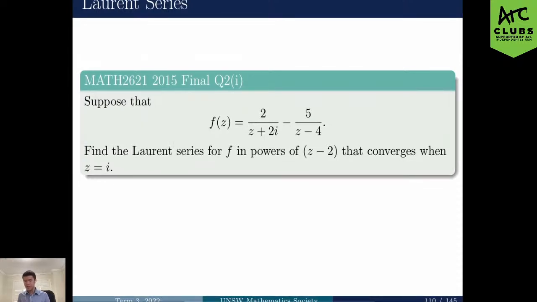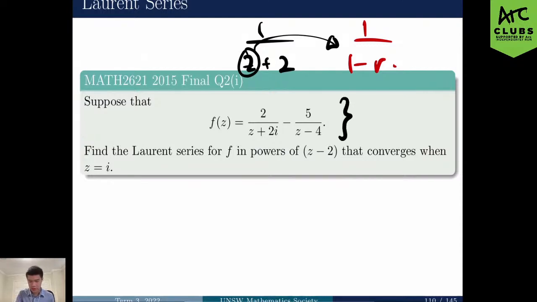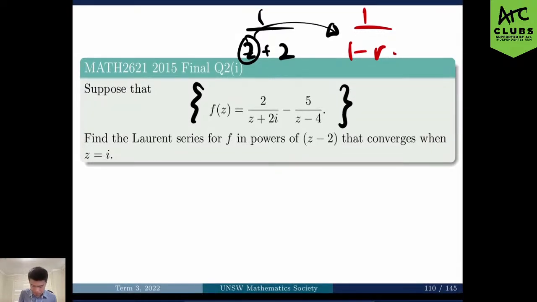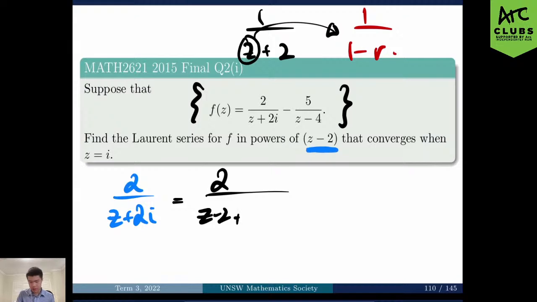Alright, so this question is very similar, but we have to think a bit more about, when we're talking about z plus 2, for example, and we want to transform this to be 1 minus r, we said we have to choose one of these terms to be the 1, the other one to be the r. Well, this question is just forcing us to think a bit more about which of these to choose to be the 1. So something like this, again, it's going to be in powers of z minus 2, so we know we have to change this bottom term to z minus 2 plus 2 plus 2i.